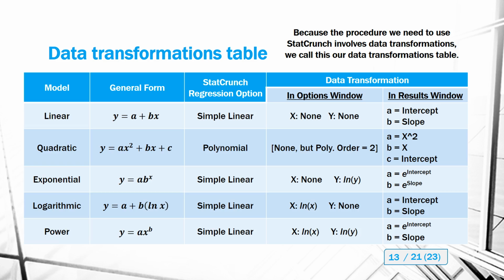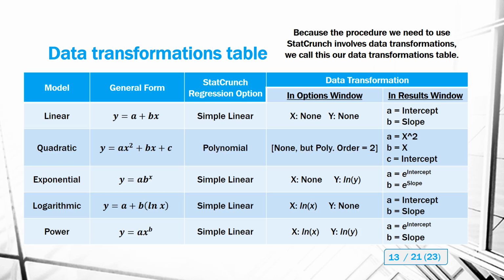of these models. Notice that for the most part, we're going to be using the simple linear option that we've already been using. The polynomial option will be used if we're making a quadratic model. That's the exception to this rule, but otherwise, we're going to be using the simple linear function to make our models.